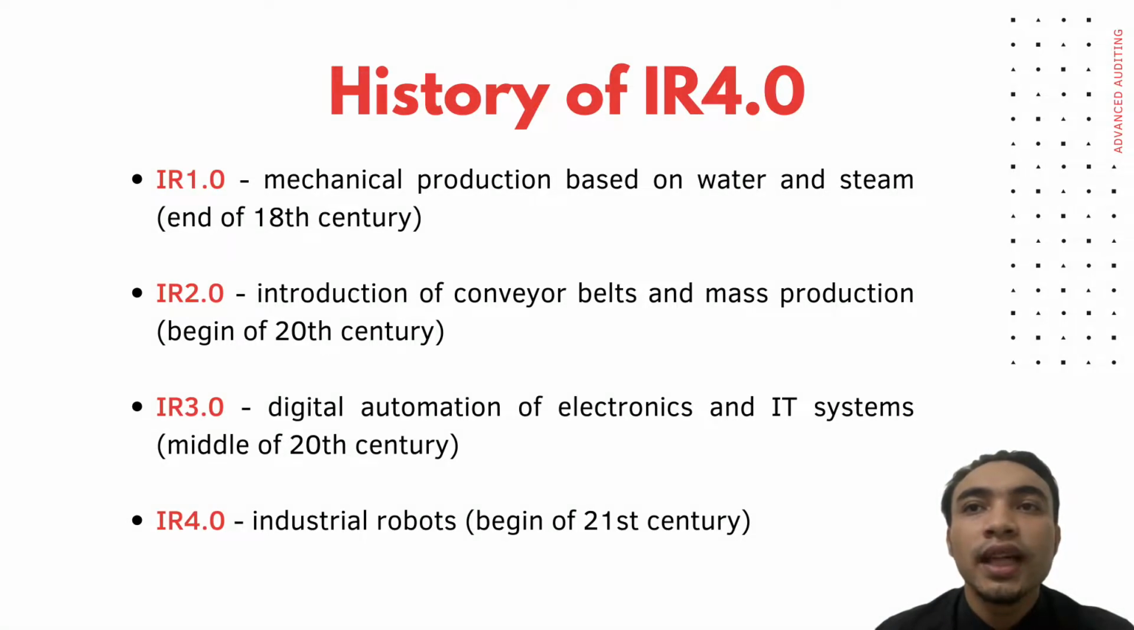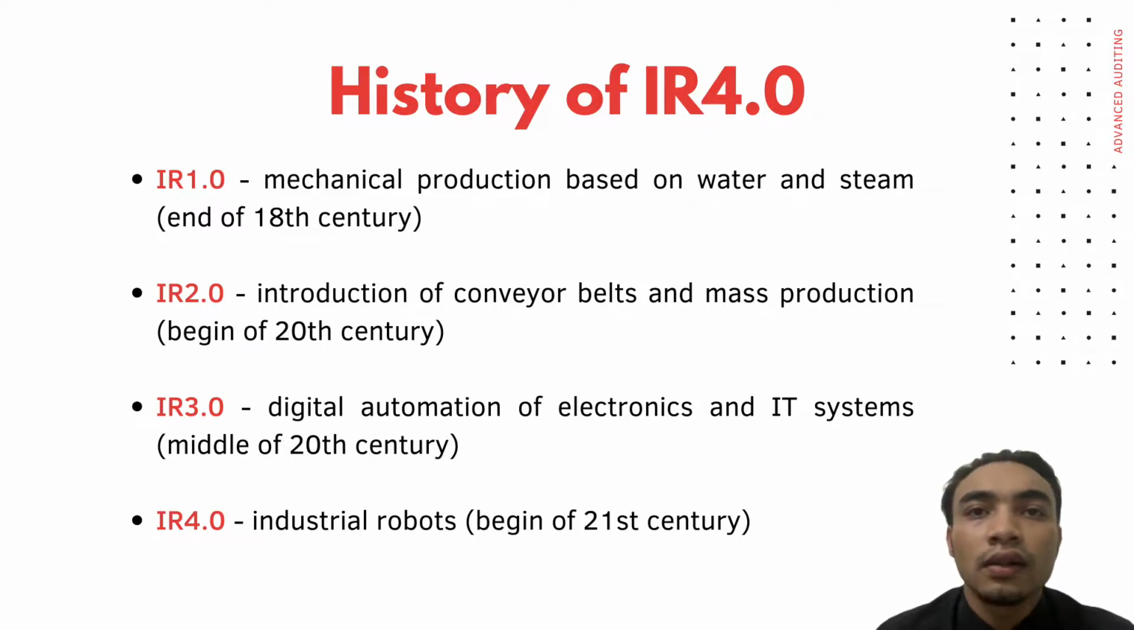From the year 1784 until now, there have been 4 stages in the ongoing process known as Industrial Revolution, or IR. The first IR, which is mechanical production based on water and steam, occurred at the end of the 18th century. The second IR occurred at the beginning of the 20th century during the introduction of conveyor belt and mass production, and is related with the name of icons such as Henry Ford and Frederick Taylor.